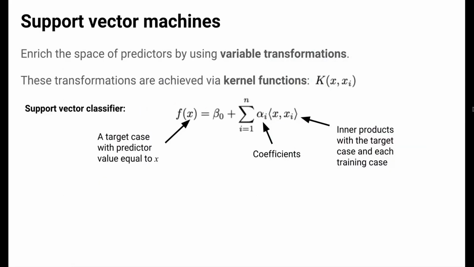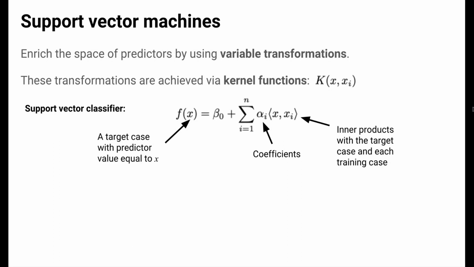This is the idea of support vector machines. The idea is to enrich the space of predictors by using variable transformations. This is very much the same idea that we used when we talked about splines earlier when we wanted to deal with nonlinear relationships. These transformations are achieved by something called kernel functions, which will be denoted as a function k that takes as input two vectors, x and xi.